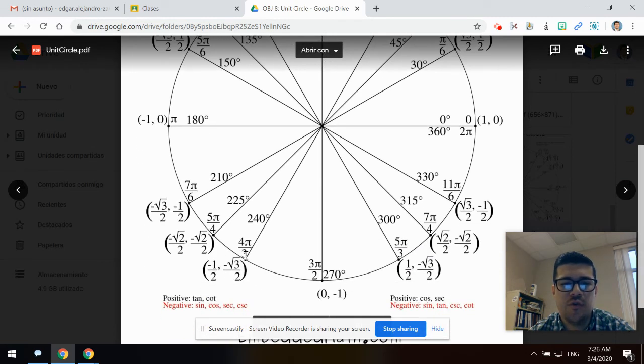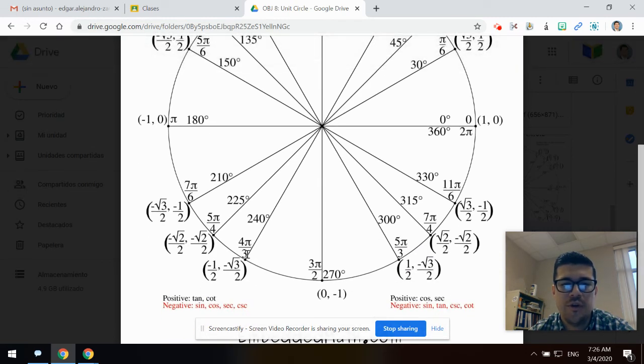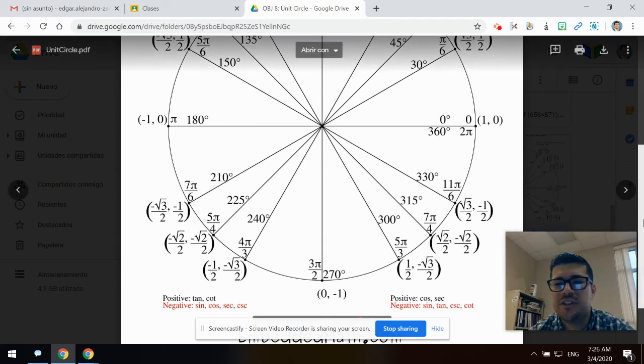8 pi over 6 at 240, reduced, 9 pi over 6 at 270, which is reduced, 10 pi over 6 at 300, reduced again, and 11 pi over 6 at 330.